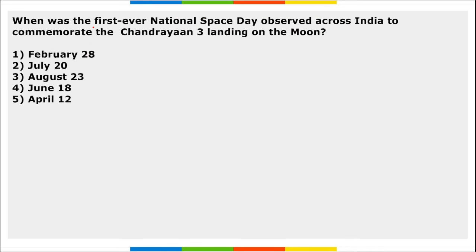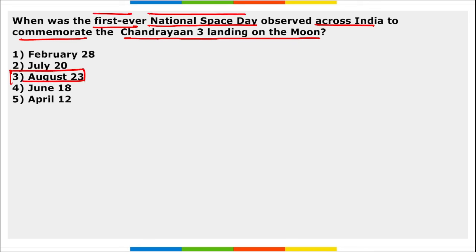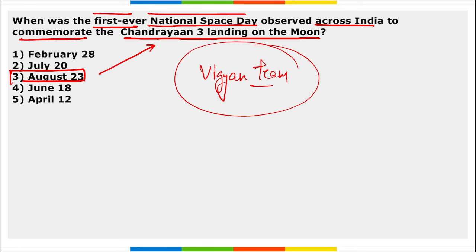Next, when was the first ever National Space Day observed across India to commemorate the Chandrayaan-3 landing on the moon? It is 23rd of August we observed the first ever National Space Day, and it is observed across India to commemorate Chandrayaan-3's landing on the moon. Also remember, the ISRO Chandrayaan-3 team was awarded with Vigyan Team Award for their contribution to space science and technology.